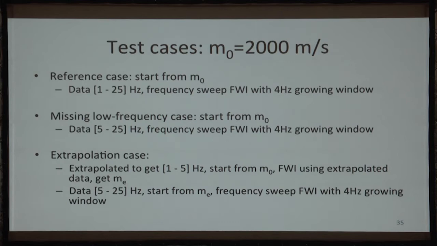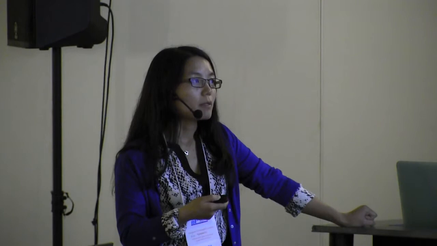So I tested three different cases. In all cases, we are starting from a constant background model. In the reference case, we have data from 1 to 25 hertz, and we are doing a frequency sweep full waveform inversion with a 4 hertz growing window, starting from the lowest frequency that's available. In the second case, we have missing low frequency, where all the frequencies below 5 are missing from the data. And in the last case, we have the extrapolation case, where we extrapolate this band-limited data to get frequencies between 1 to 5 hertz.